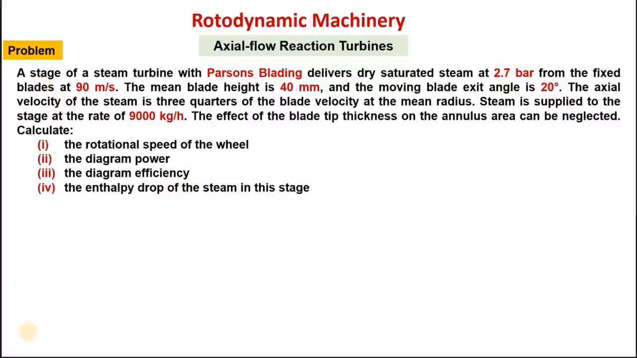So let's read the statement. Stage of a steam turbine with Parson blading. So Parson blading here means 50% reaction turbine. Delivers dry saturated steam at 2.7 bars.